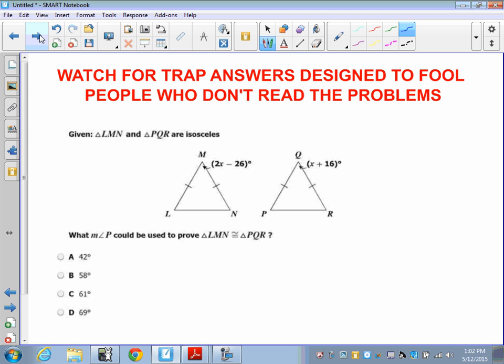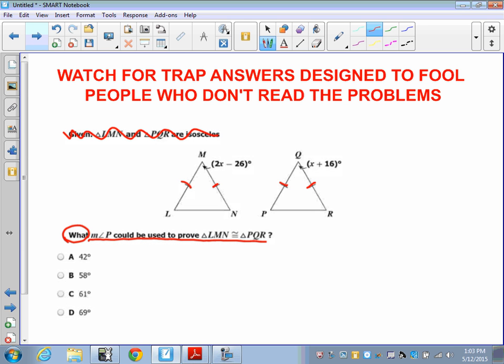The last thing that I had was to make sure that you're solving for what the problem is asking for. So watch for trap answers designed to fool people who don't read the problems. This is even more apparent whenever you take the SAT. So we read the problem, we find our question word: what measure of angle P could be used to prove that triangle LMN is congruent to triangle PQR. So this tells me that the triangles are isosceles, but that's already given to me through the picture. So again, this information right here doesn't help me solve the problem.